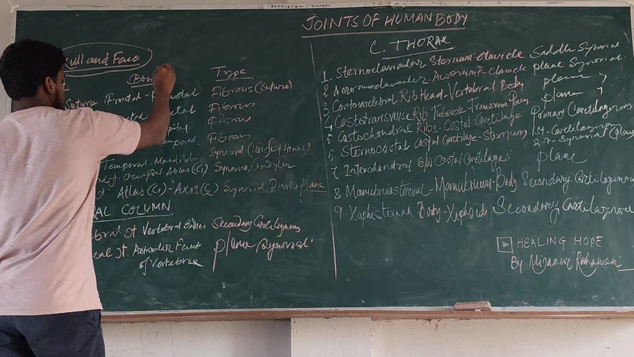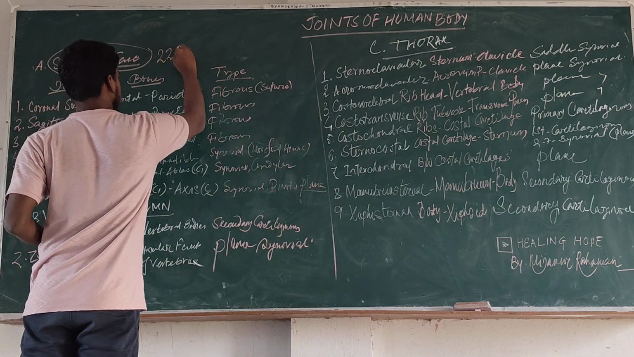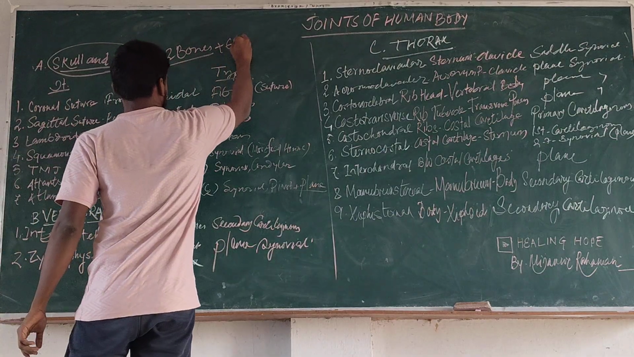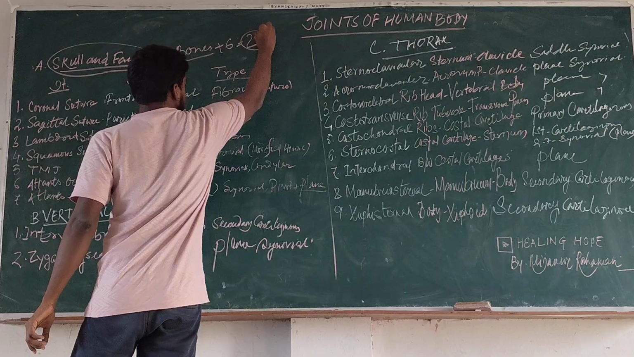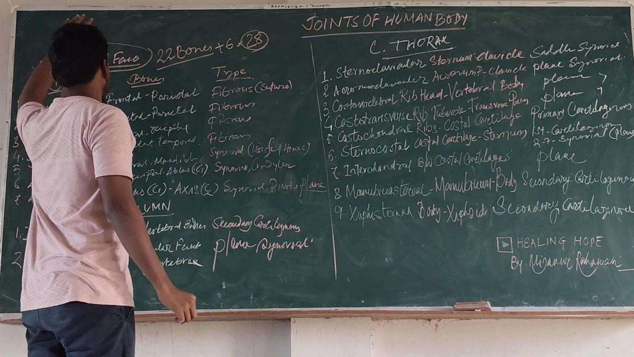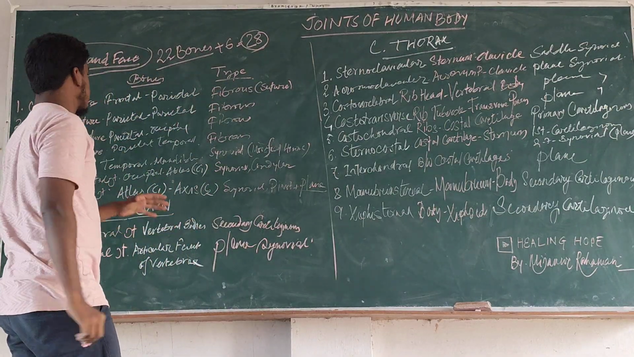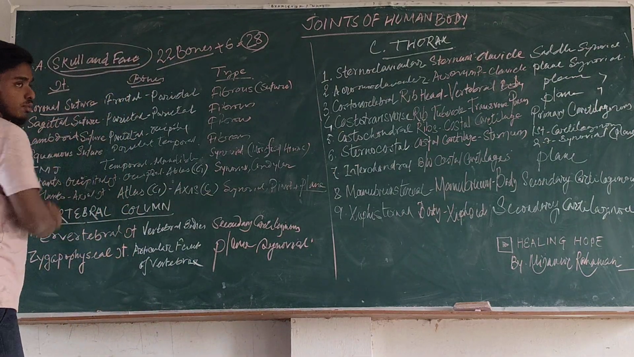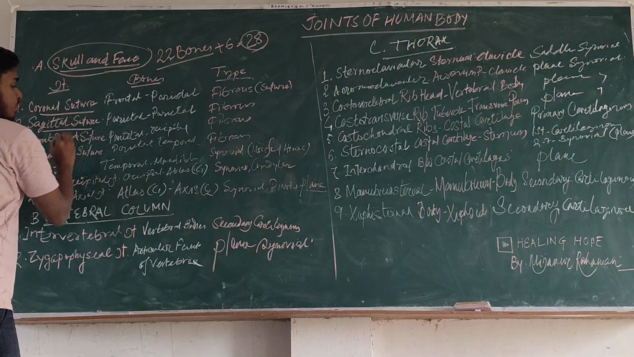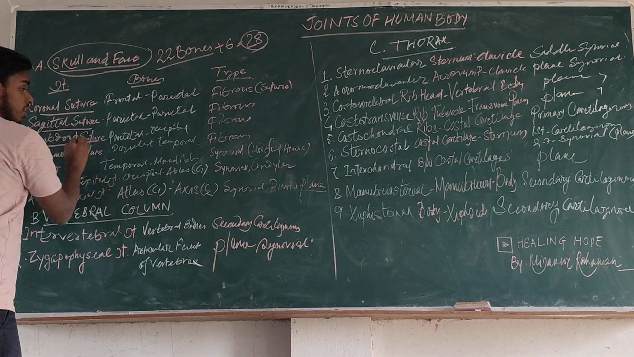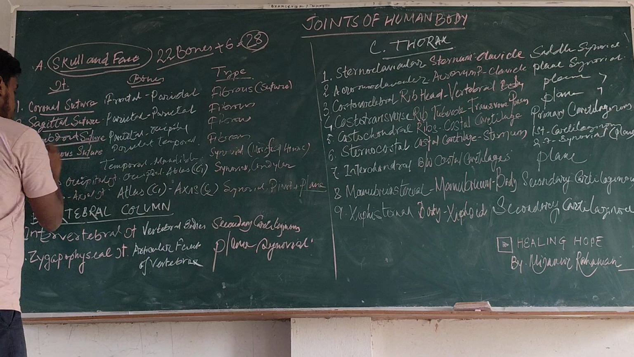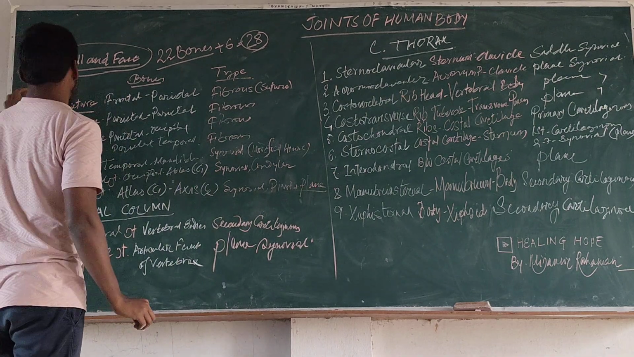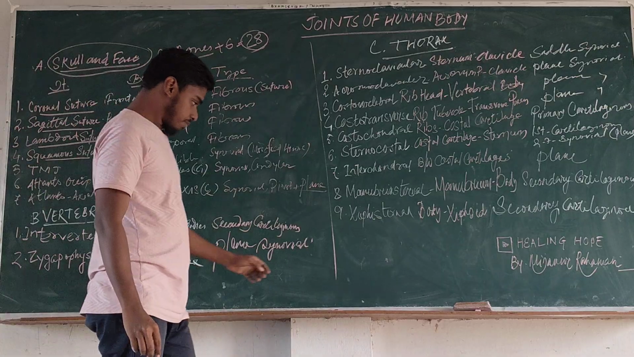We know that in the skull there are 22 bones without ossicles. If you count the ossicles, then there are also 6, making 28. And in that skull and face, there are some joints. Like the first one, coronal suture, second one, sagittal suture, third one, lambdoid suture, fourth one, squamous suture. These are the four main sutures.